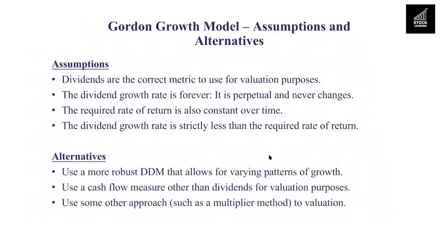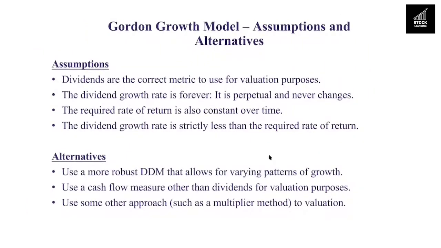So there are a lot of assumptions that you're making when you're using the Gordon growth model. What are the assumptions that you're making? You are saying that dividends are the only correct metric to use for valuation purposes, which is not true, right? Here you use only dividend as a factor, while you're saying your numerator is all about dividend, and based on that, you're valuing your company.